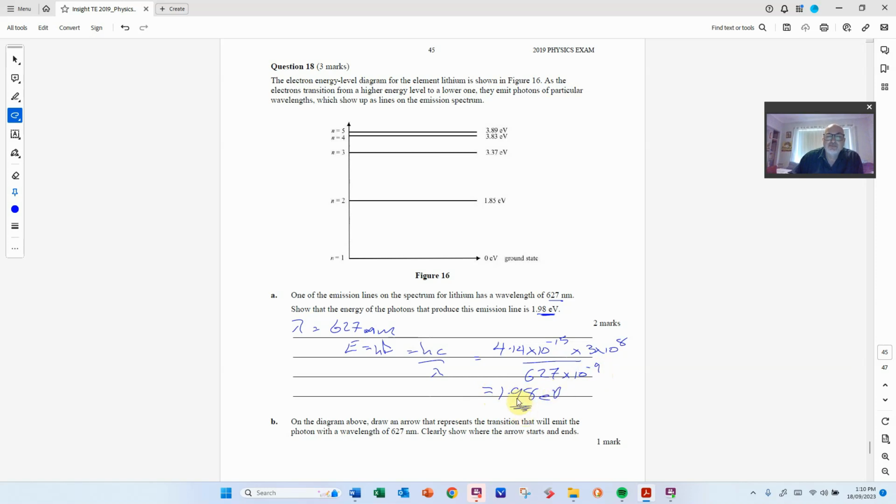So we've shown that. On the diagram above, draw an arrow that represents a transition line that will emit the photon with the wavelength of this. Clearly show where the arrow starts and ends. So we want something that's going to give us a change of 1.98 electron volts. That happens when it comes from n equals 4 down to n equals 2. Because if we go 3.83 minus 1.85, that will give us 1.98 electron volts.